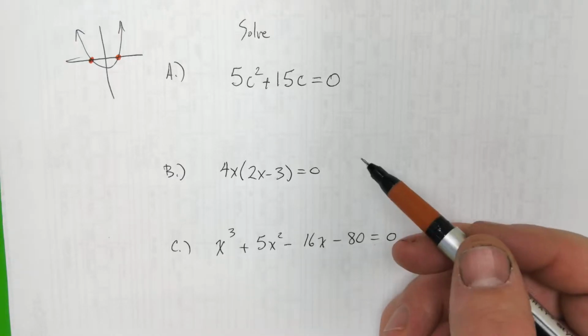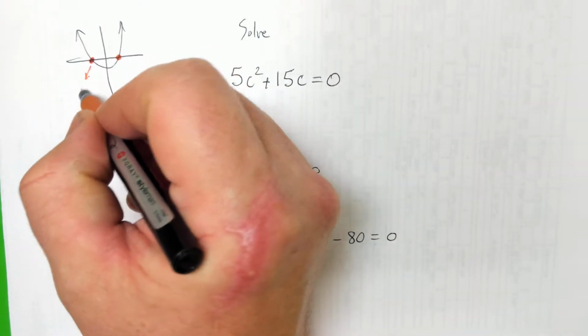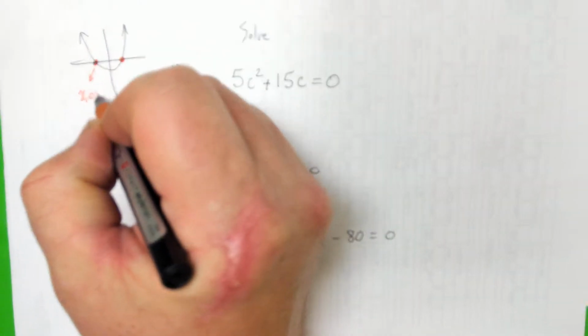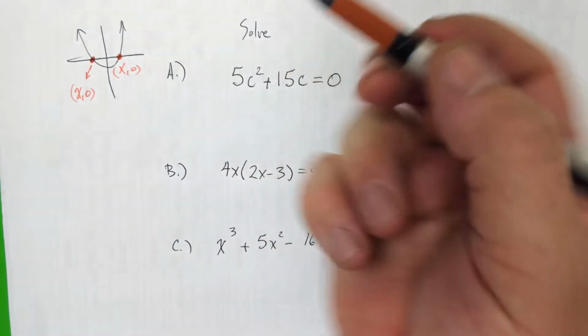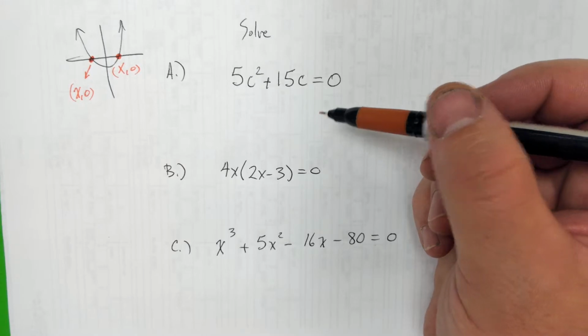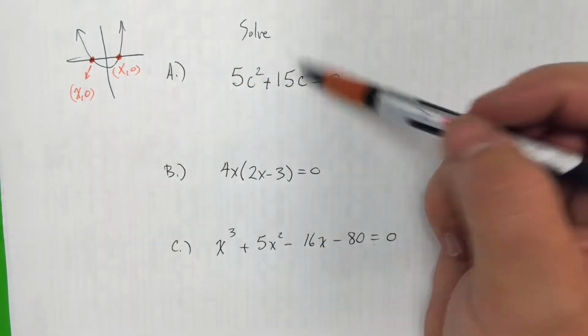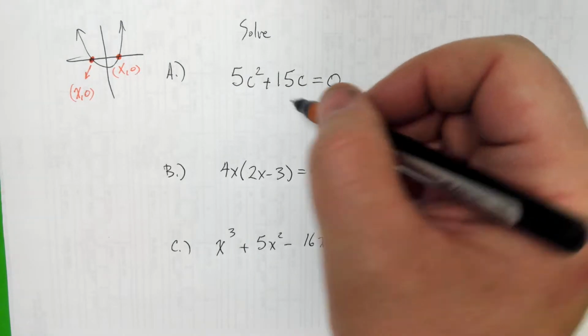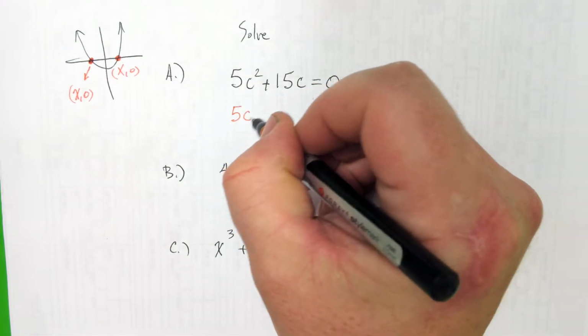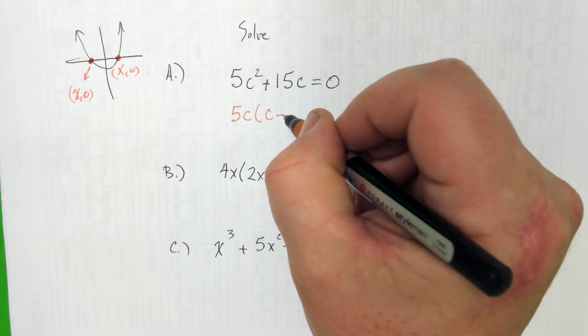And the reason that works is because for the x-intercepts, it's x and then comma 0. So y is equal to 0 for any x-intercept. So it's set equal to 0, and you're going to solve for this. And the way you're going to do it, you're going to factor. That's 5c you can take out of both of those. So you're left with c plus 3.